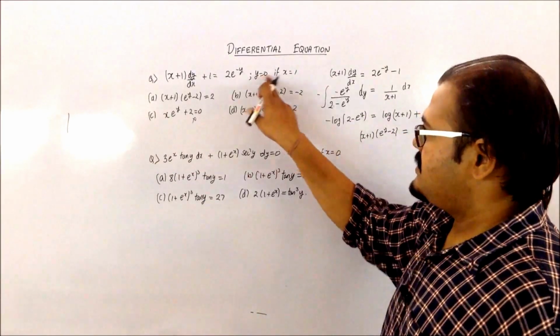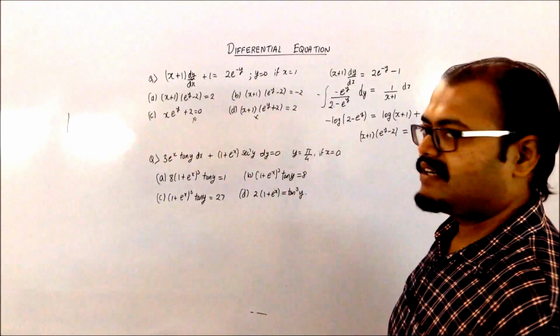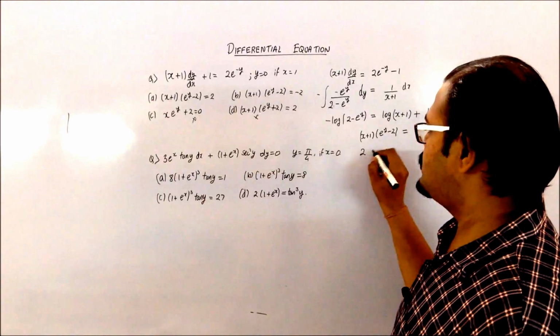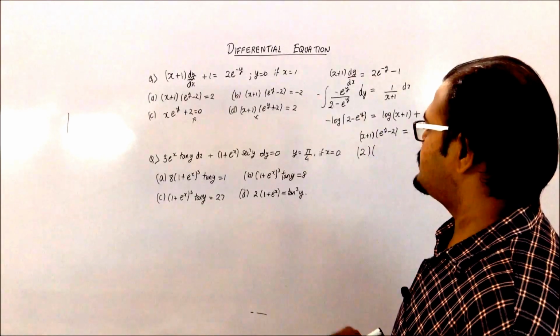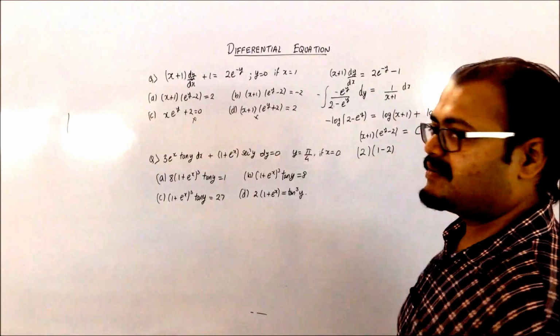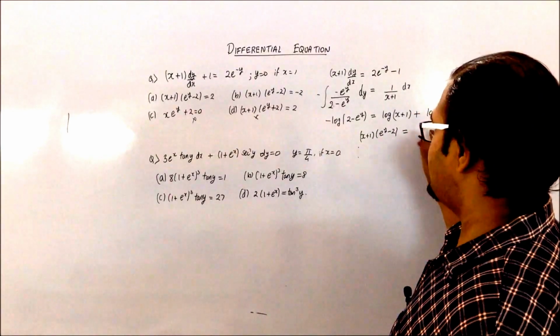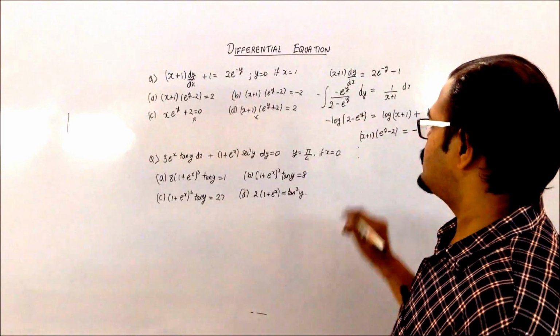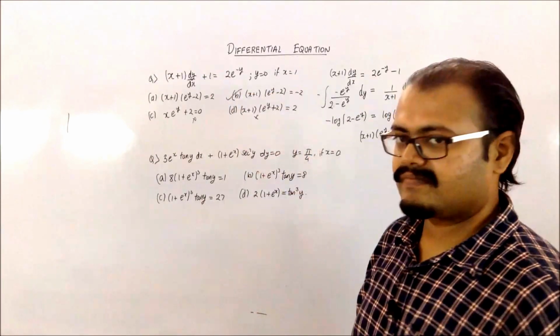So now substituting these values inside it, for y equals 0, x equals 1, you will have a 2 into e raised to y minus 2. So that is 1 minus 2. So that becomes a minus 1. So your constant basically is having the value minus 2. So your option basically is going to be your B option.